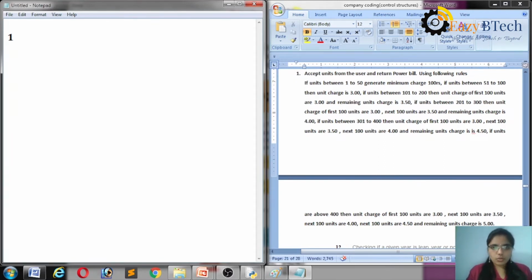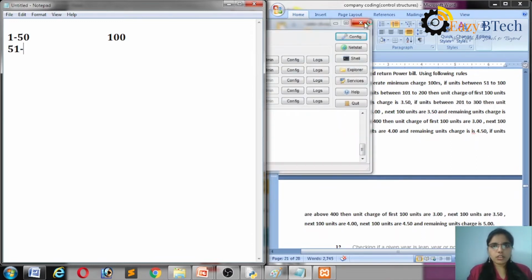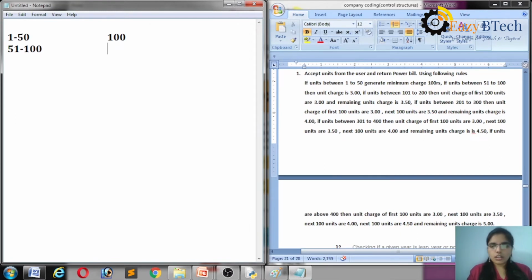So what is it? If units are between 1 to 50, then the minimum charge is 100 rupees. If units are between 51 to 100, then what is the unit charge? Unit charge is 3 rupees. If units are between 101 to 200, then the first 100 charge is 3 rupees, and the remaining into 3.50. The next, 201 to 300.